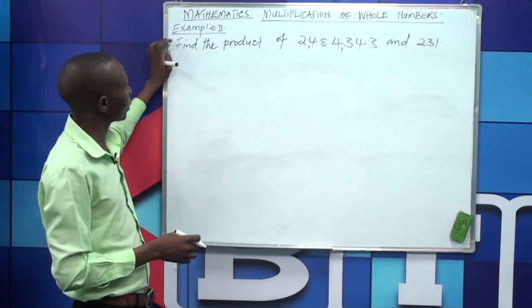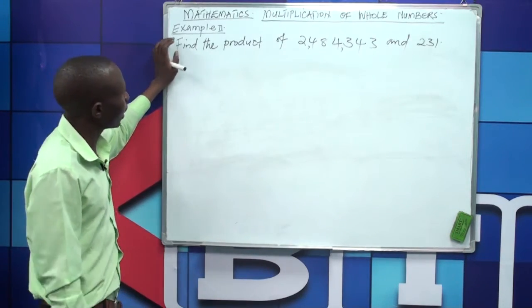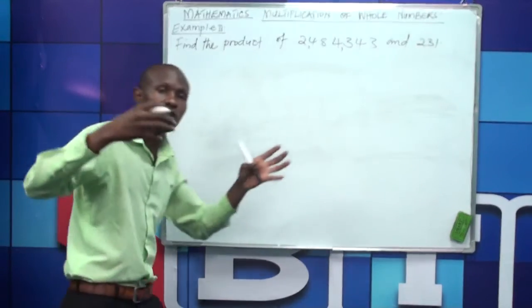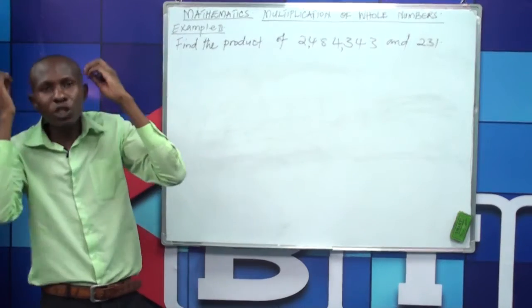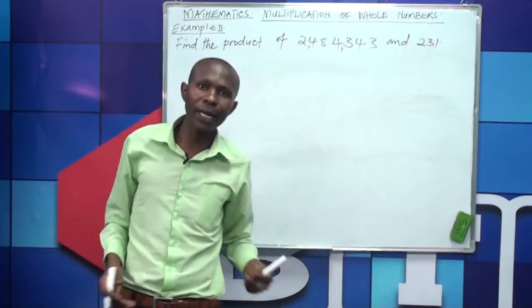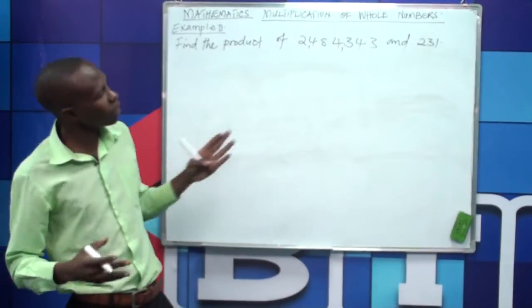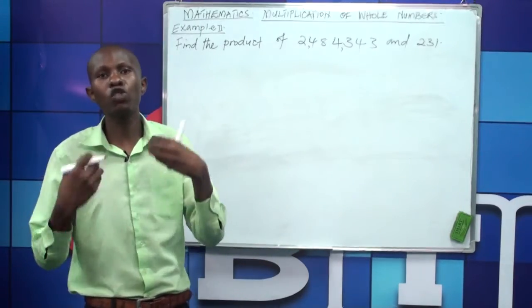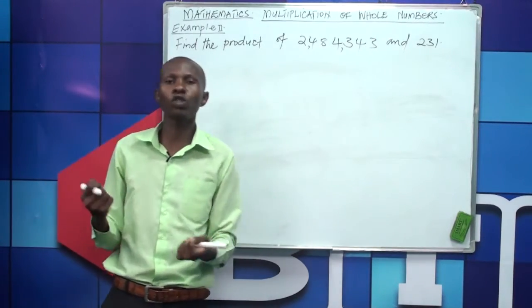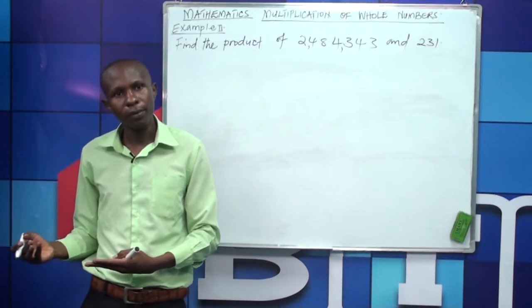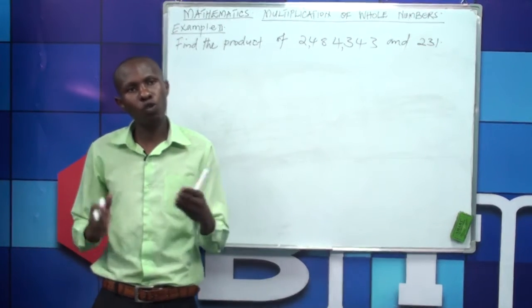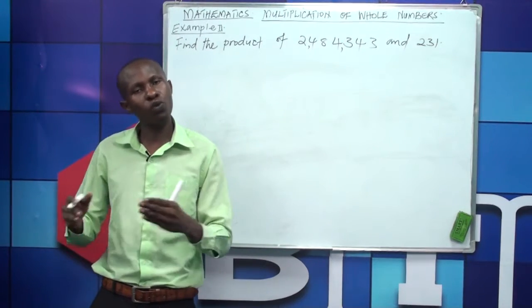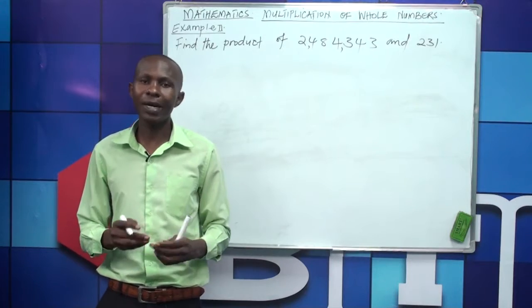When you look at this question here, they have talked of the word product. So if they have talked of the word product, what comes in your minds? Just like I've explained it earlier on, I said as long as you come across the word product, simply they mean they want you to multiply what you are given. So I want us to look at that.